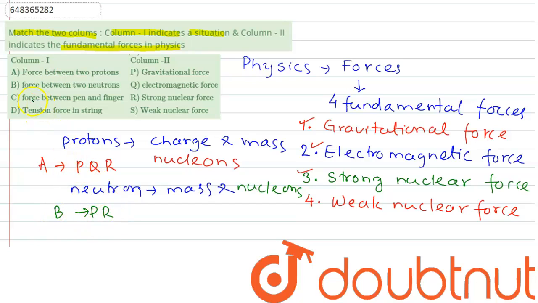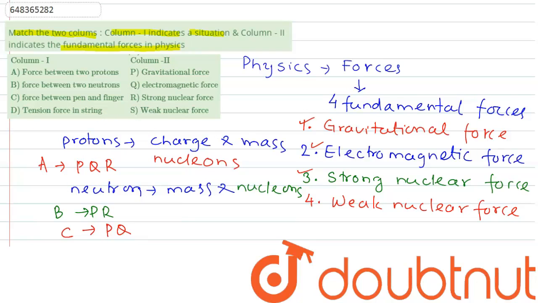Now we have another scenario, force between pen and finger. When we hold a pen, our finger has a certain mass and the pen also has a certain mass, so there will be gravitational force, and also in the molecules of the pen and finger there will be electromagnetic interaction. So for option C, we can write two types of interaction: electromagnetic force and gravitational force. These two forces are most significant here. So P and Q.